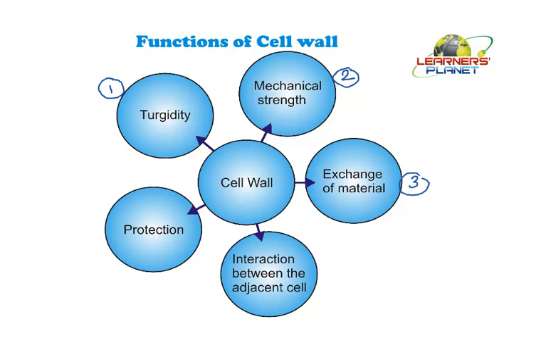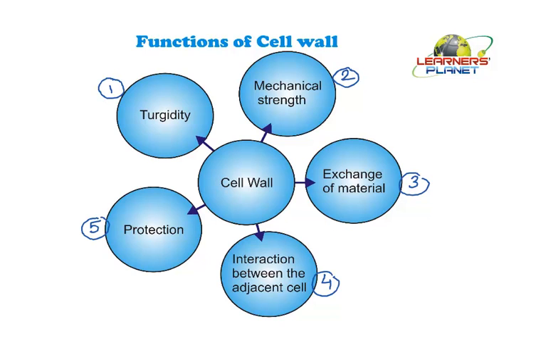Besides this, it helps in the interaction between the adjacent cells. How is this possible? It is because of the presence of special structures like plasmodesmata and the middle lamella. These help in holding the surrounding cells together as well as sharing the components of the two different cells, and that is possible because of the presence of plasmodesmata. Of course, we are going to study the details in the further slides.